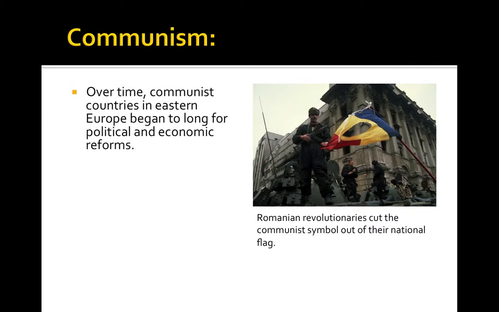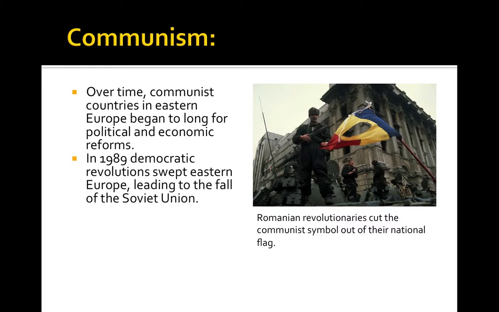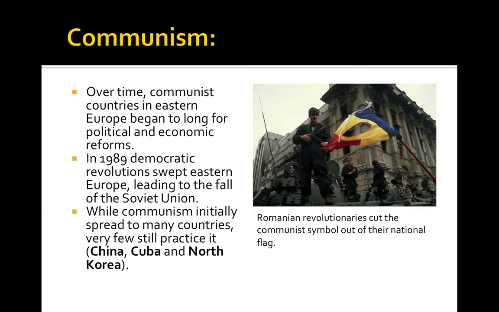Over time, however, communist countries in Eastern Europe began to long for political and economic reforms. In 1989, democratic revolution swept Eastern Europe and led to the fall of the Soviet Union. The system just didn't work economically or politically. People couldn't express their feelings, they couldn't govern themselves, and the economy was a shambles. So while communism initially spread to many countries, very few still practice it, and they would be China, Cuba, and North Korea.